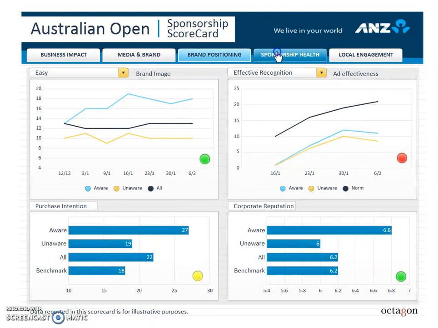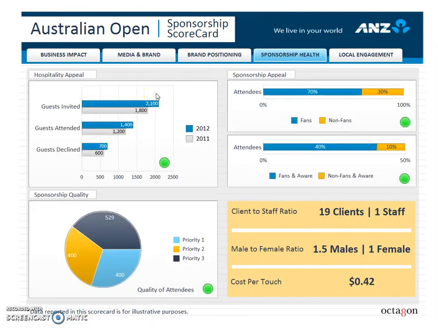If we look at sponsorship health, this is where the client is able to track the appeal of their hospitality being used. In this case, it's predominantly B2B hospitality. It looks at the number of people who are invited to attend things like corporate suites and special events, those who actually attended and those who declined, year on year with an aggregate. And then more importantly, we can look at the quality. So we can look at priority 1, who are ranked as C-suite and key decision makers, priority 2, who are mid-level, and priority 3, who are non-decision makers like assistant PAs and non-decision making clients.